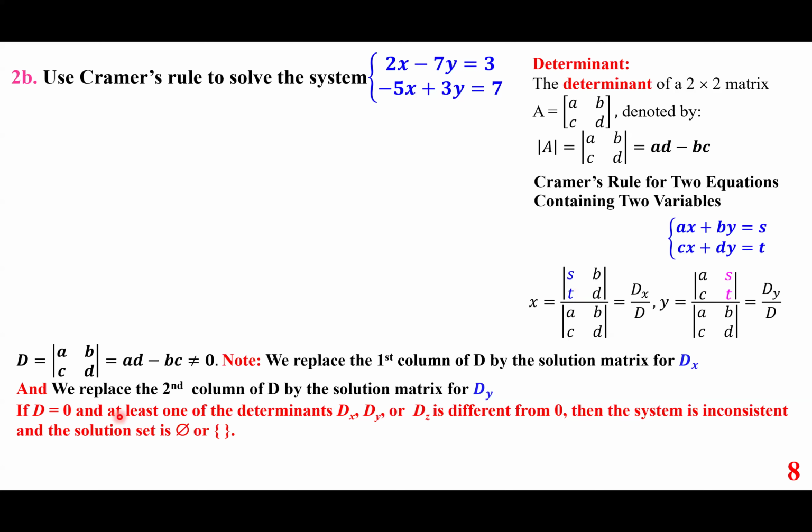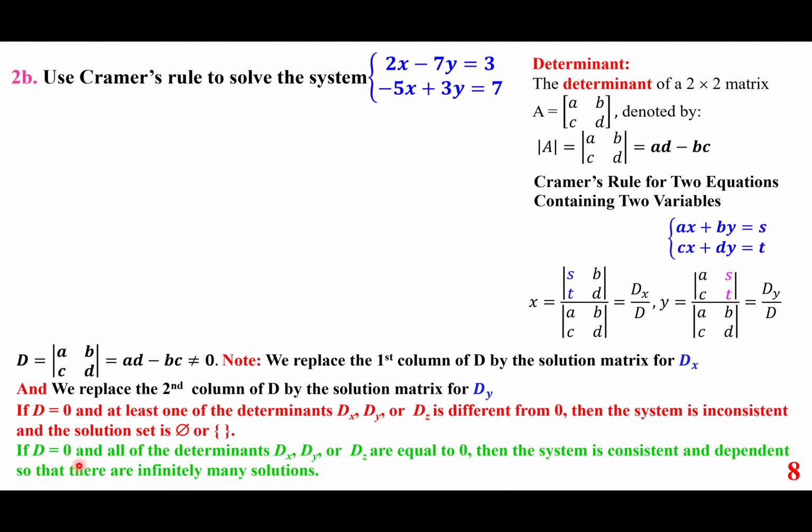If D is zero, and at least one of the determinants, D sub X or D sub Y or D sub Z, in this case D sub Z refers to a 3 by 3, is different from zero, then the system is inconsistent and the solution set is an empty set. There is no solution. If D is zero and all of those determinants are equal to zero, then the system is consistent and dependent, so that there are infinitely many solutions.